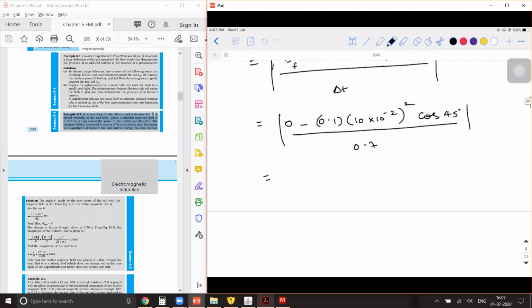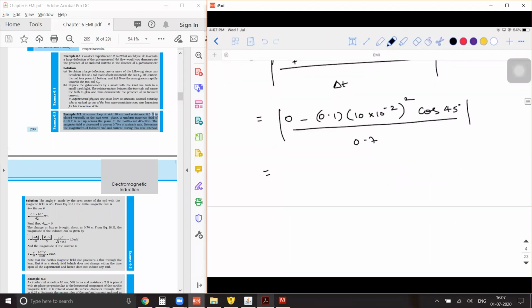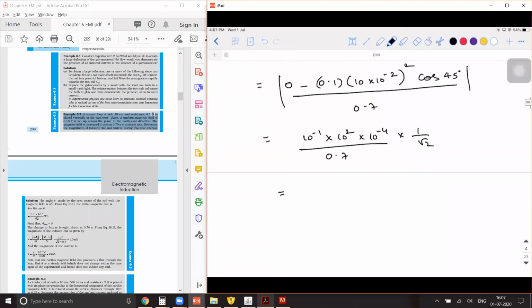So this is what I'm going to do. When I take the magnitude, it is 10 power minus 1 into 10 square into 10 power minus 4 into 1 by root 2, the whole divided by 0.7. Remember, 1 by root 2 is nothing but 0.7. So 10 square into 10 power minus 5, so 10 power minus 3 into 0.7 divided by 0.7. So how many volts is getting generated? It is 1 millivolt that is getting generated.